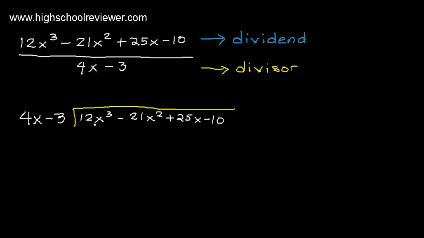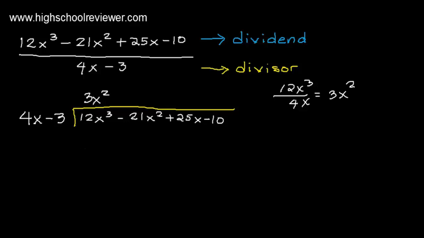First, we need to divide 12x cubed by 4x. So let us divide 12x cubed divided by 4x. 12 divided by 4, that is positive 3. X cubed divided by x, this will be x squared. So we will put 3x squared at the top of 12x cubed.